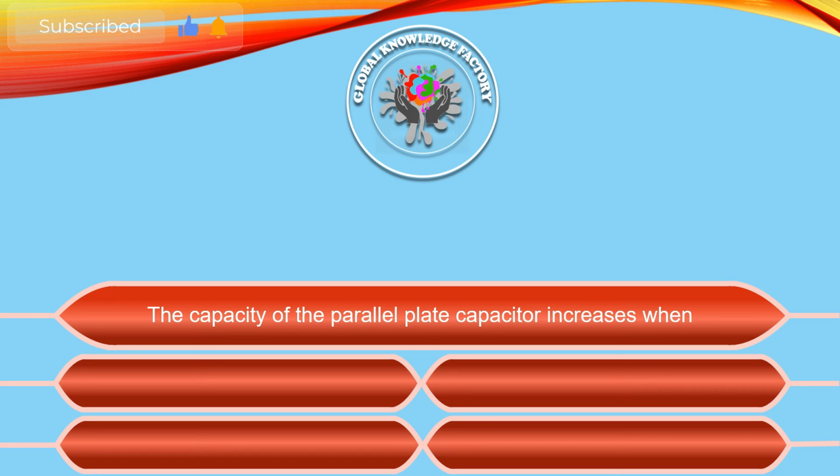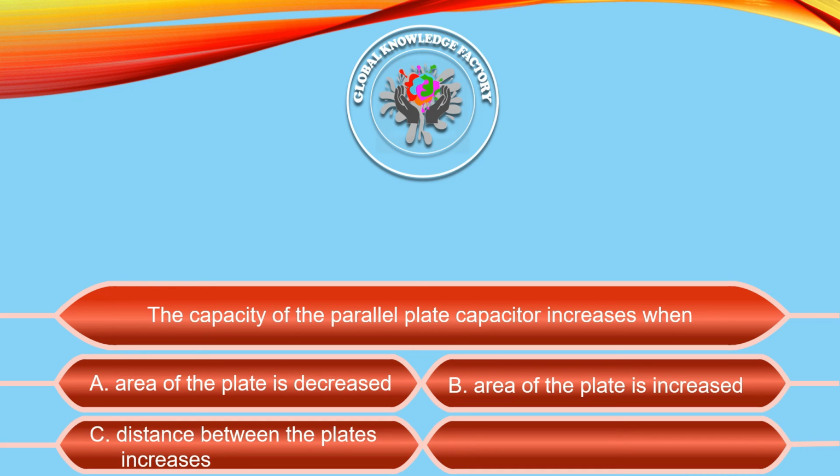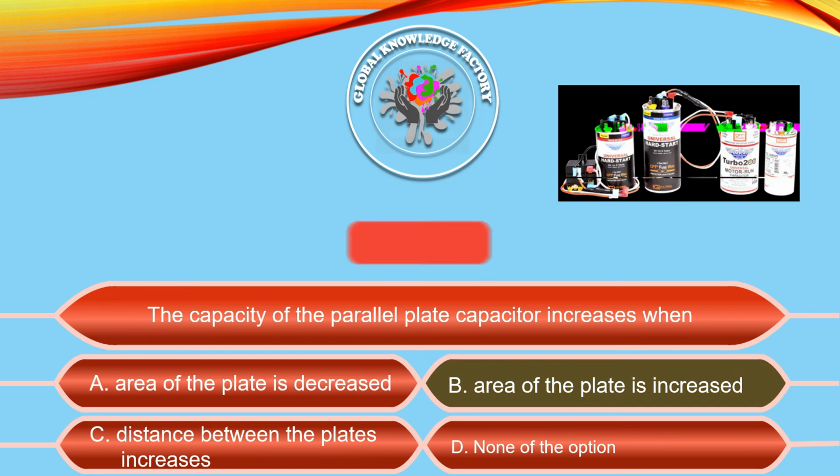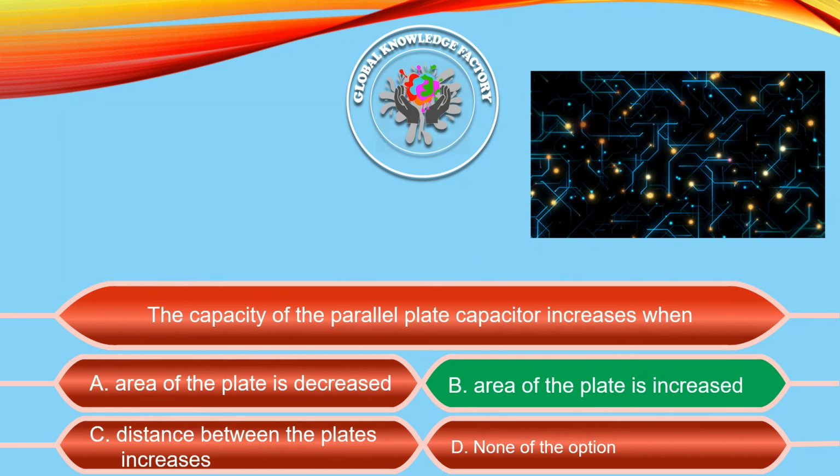The capacity of a parallel plate capacitor increases when: A. Area of the plate decreases, B. Area of the plate increases, C. Distance between the plates increases, D. None of the options. Answer is B. Area of the plate increases.